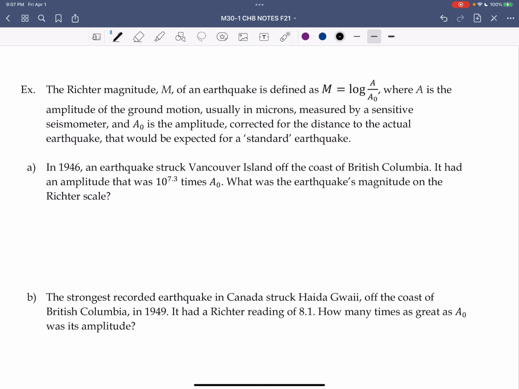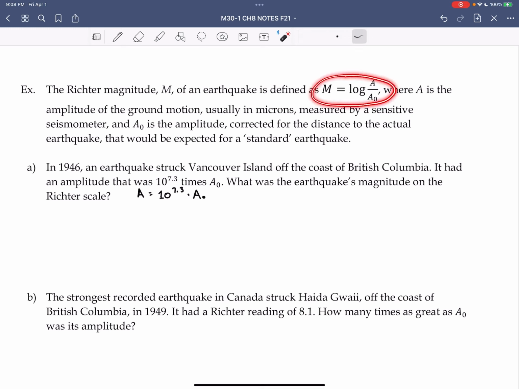Part A. In 1946, an earthquake struck Vancouver Island off the coast of British Columbia. It had an amplitude that was 10 to the power of 7.3 times A0. What was the earthquake's magnitude on the Richter scale? So the amplitude, A, was 10 to the power of 7.3 times A0.